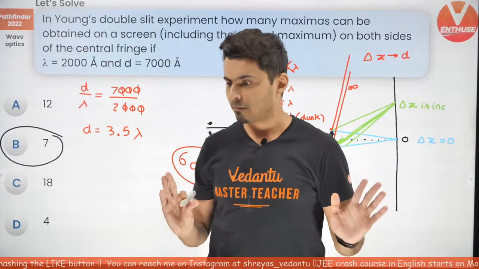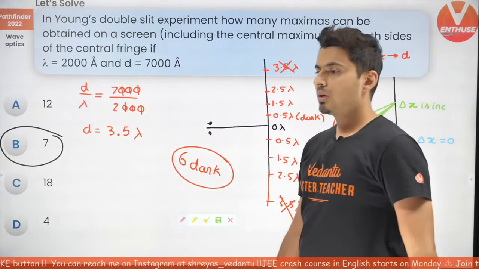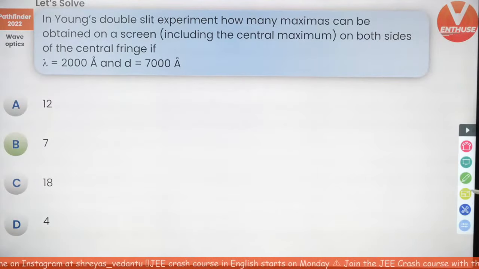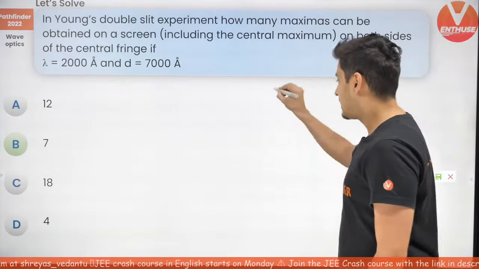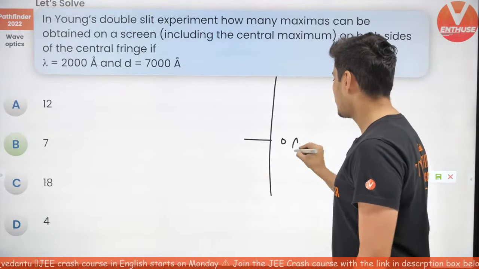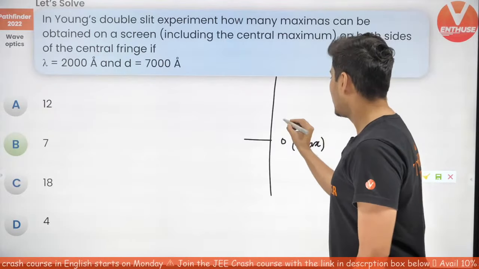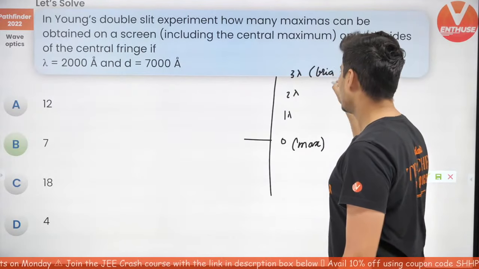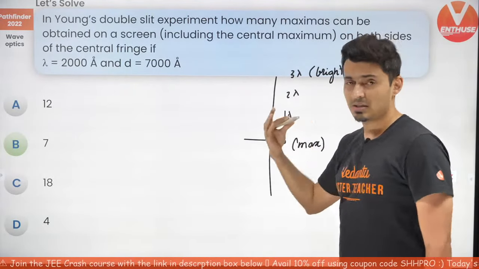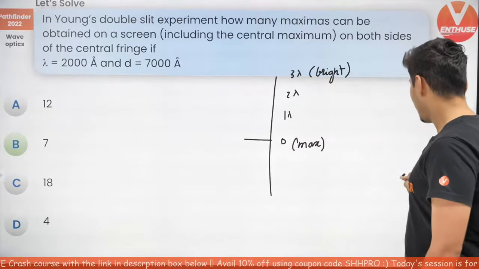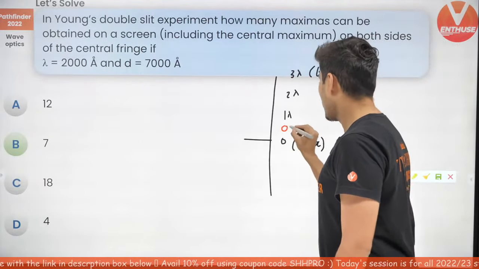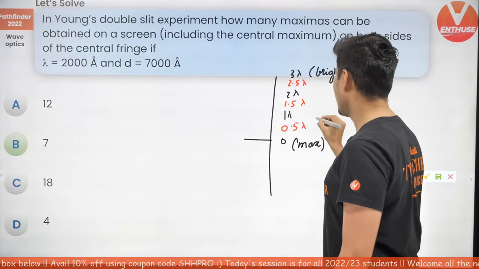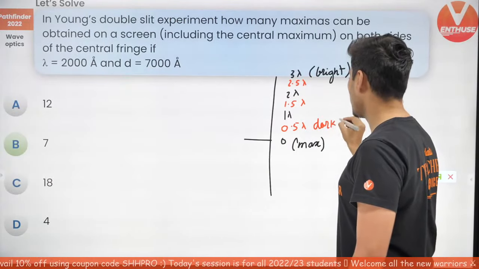That's the trick. Got it, my warriors? So what has happened? Whenever you have to count the number of bright and dark fringes, always remember to mark the central maxima on the screen. This is the central maxima, and then you will get 1 lambda, 2 lambda, 3 lambda. These are all your bright fringes or bright spots or maxima. And correspondingly you will get points where there will be 0.5 lambda, 1.5 lambda, 2.5 lambda, etc. These will be your dark fringes or your minima.